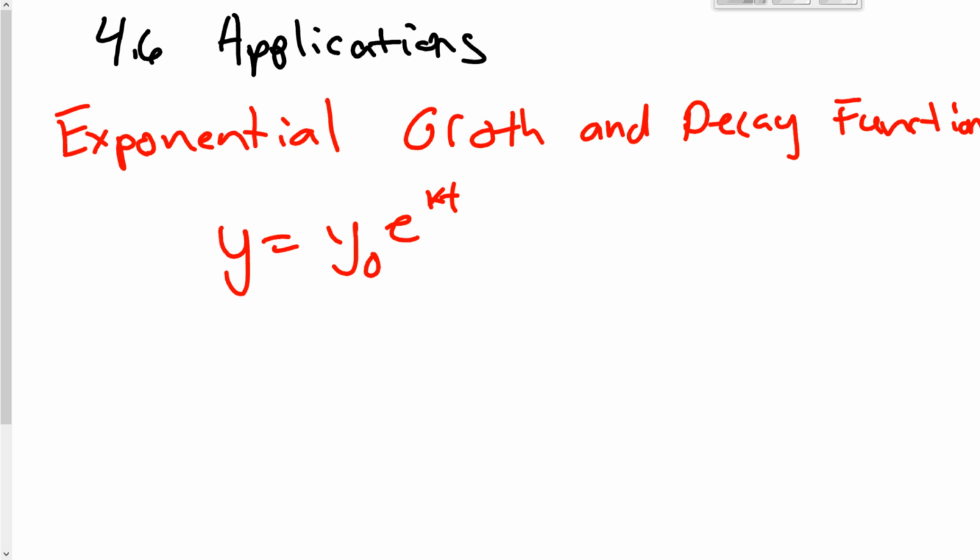Section in chapter 4 is about applications and models of exponential growth and decay. As we look at growth and decay, we're looking at this equation, y equals y sub 0 e to the kt. The y sub 0 just represents the initial amount, or the amount at the present time.